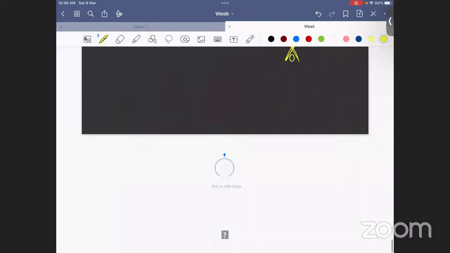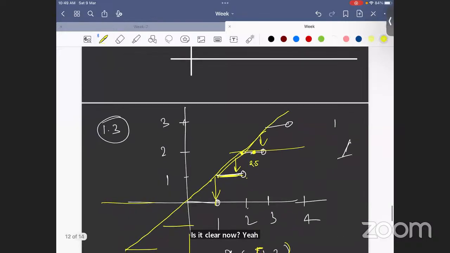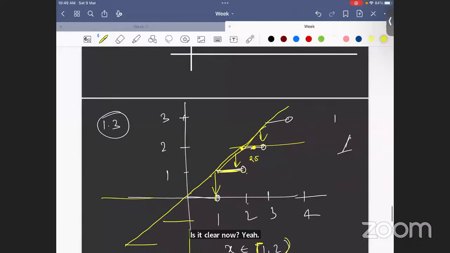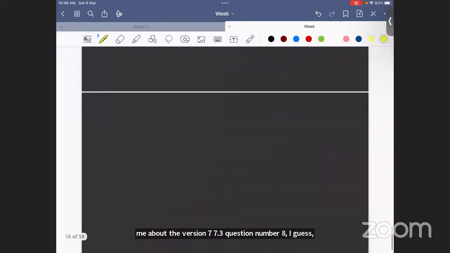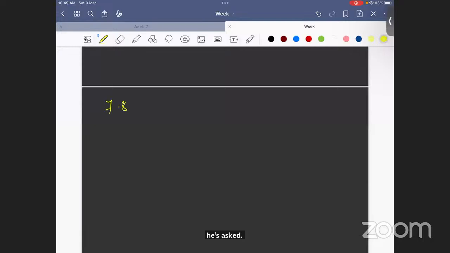Till now, if you have a doubt, is there any question that has been asked? One person asked me about question 7.3, question number 8, I guess. Question number 9 he has asked. 8 you have asked, right? Okay, so there is a question. You can just see that.